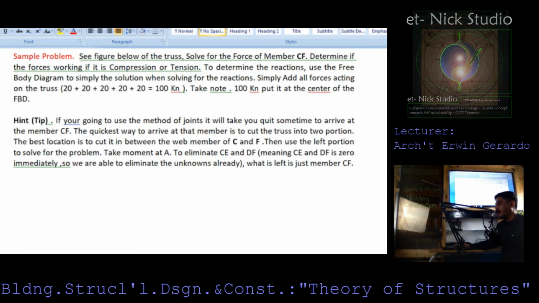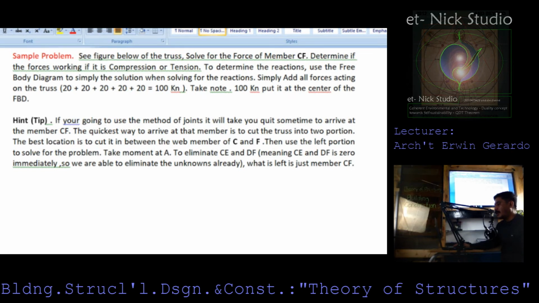Hint, if you're going to use the method of joints, it will take you quite some time to arrive at member CF. The quickest way to arrive at that member is to cut the truss into portions. The best location is to cut it in between the web members C and F. Then use the left portion to solve the problem.